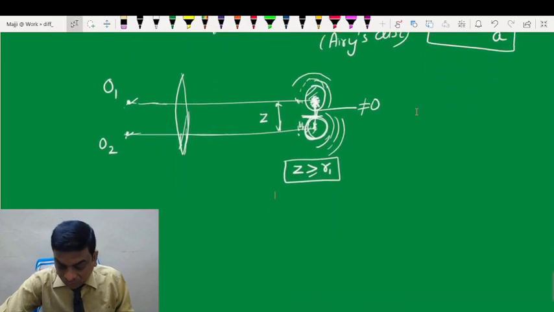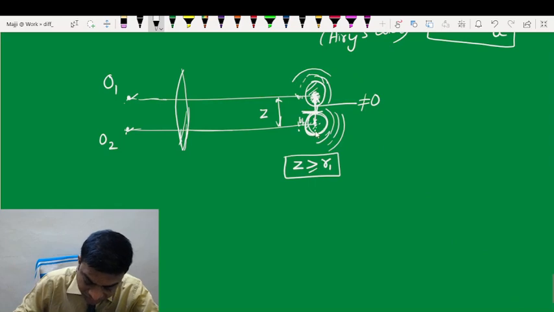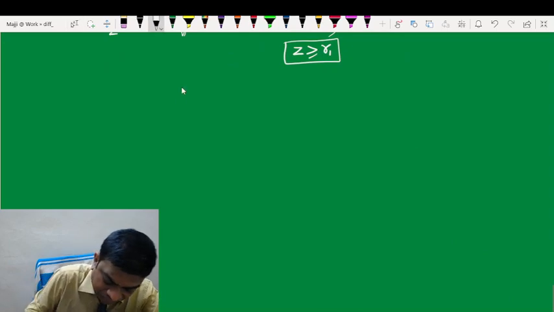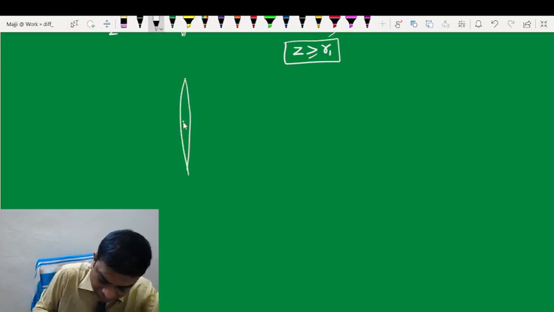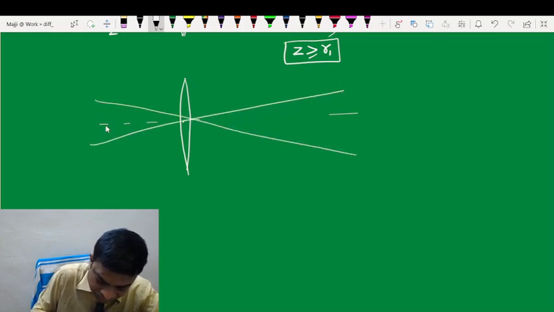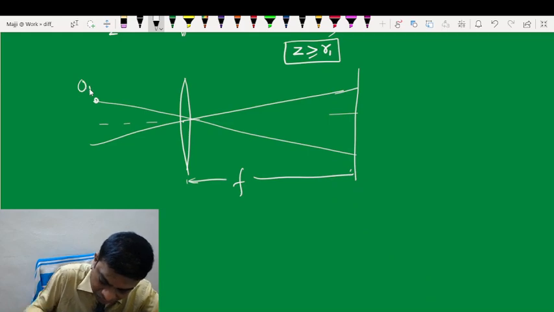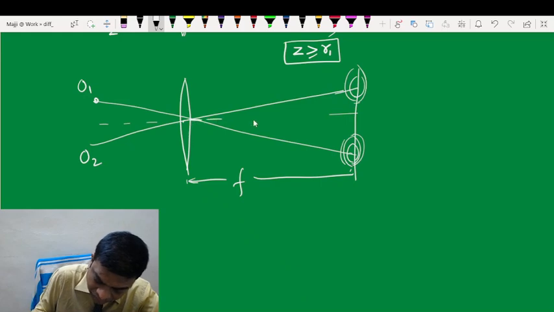So what happens? These are the images, remember students. These are the images. Basically, I'll draw the diagram once again to make you understand. It's like this. This is the focal plane. This is object 1, and you will have different rings here. This is object 2, and you will have another set of rings here. This is the central line.